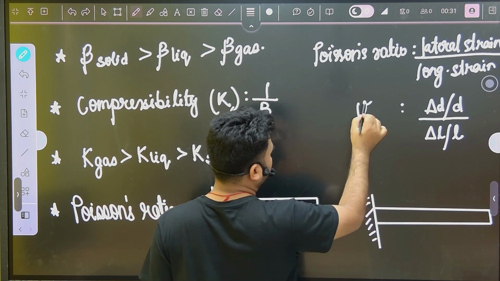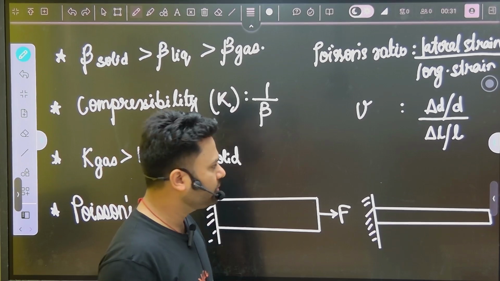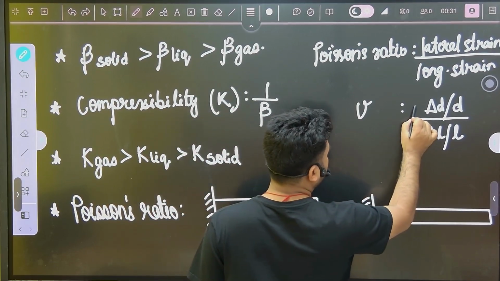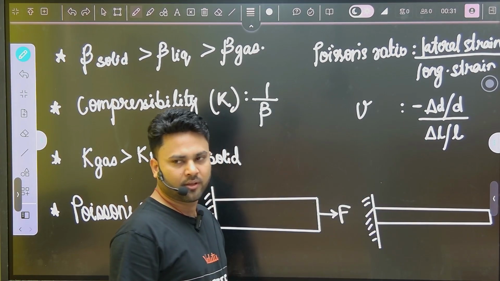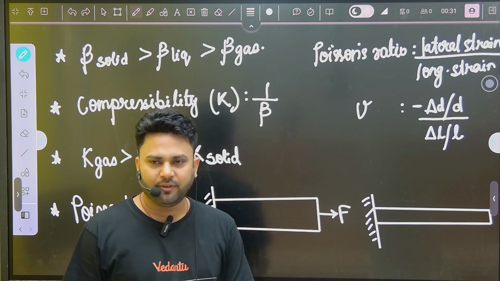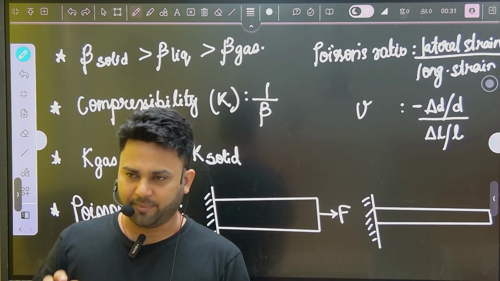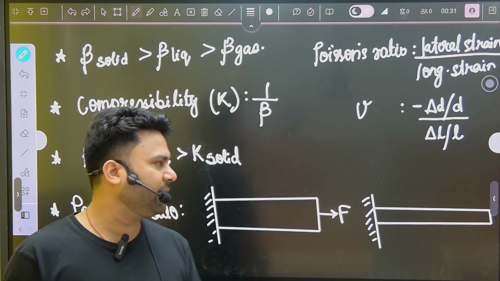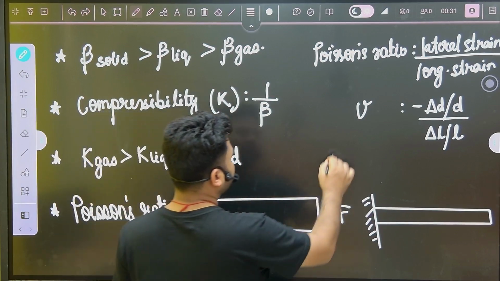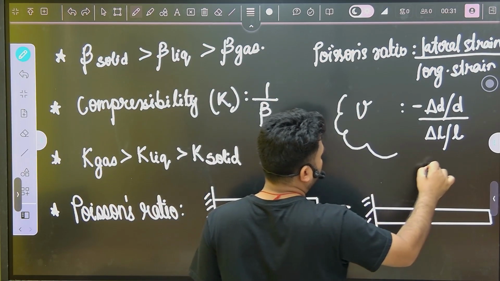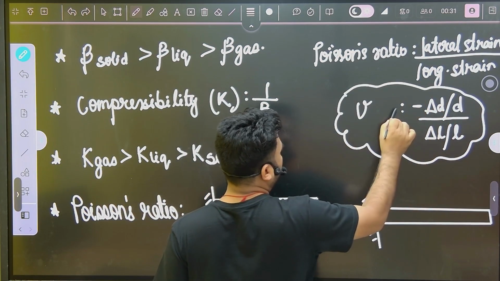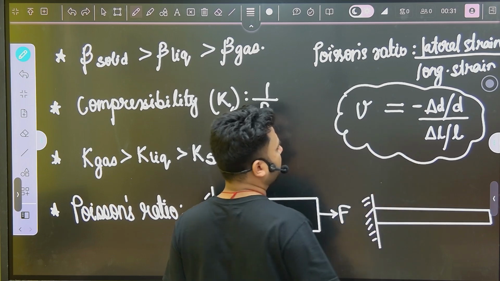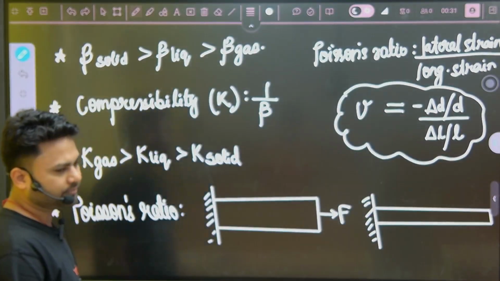We represent Poisson's ratio by the letter Q. You can put one minus sign because change in diameter will be negative. Diameter is decreasing, so change in diameter will be negative. So this is the formula for Poisson's ratio.